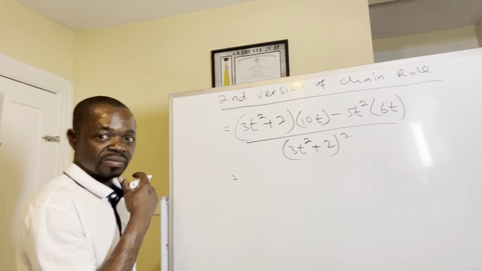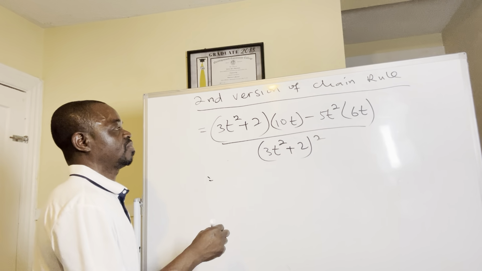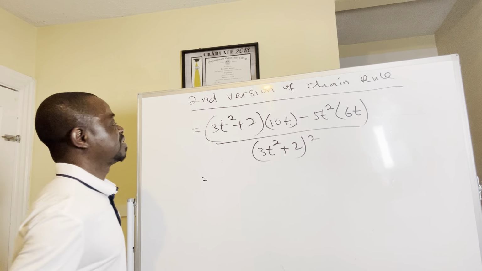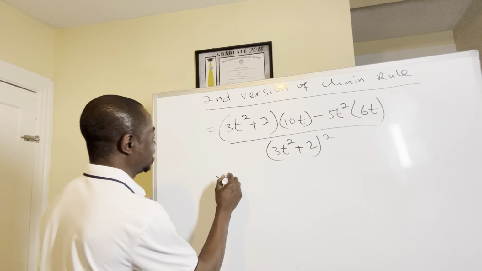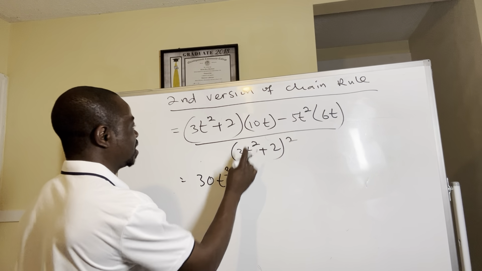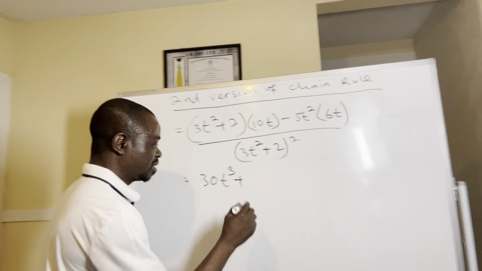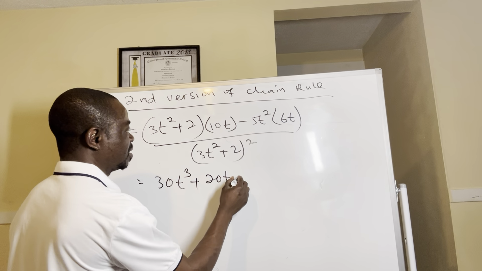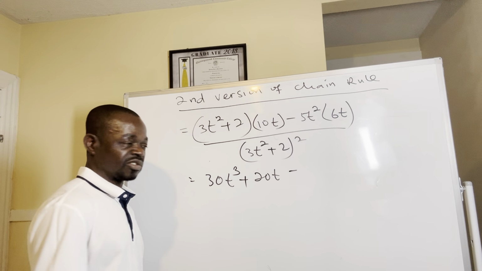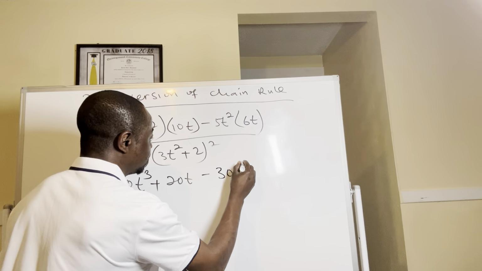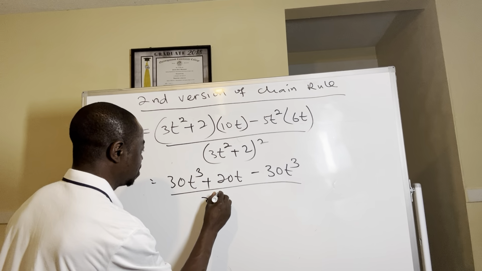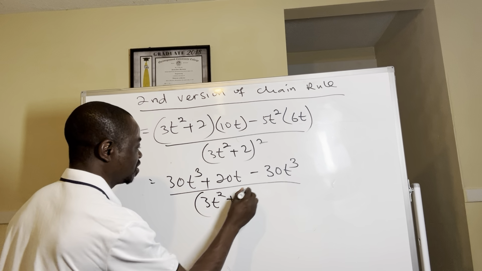So this, we can expand. 10t times 3t squared gives us 30t raised to the power 3. And then this is plus 10t times 2, which gives us 20t. This is minus 5t squared times 6t, which gives us 30t raised to the power 3. Then all over our 3t squared plus 2 all raised to the power 2.